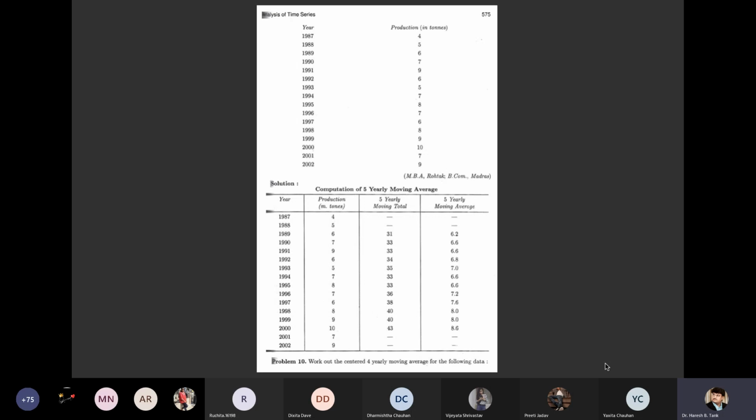Make another column, title it as 5 yearly moving average. This 5 yearly moving average is nothing but, whatever total is there, you made a sum of 5 entities, so you have to divide it by 5. So 31 divided by 5 is 6.2. 33 divided by 5 is 6.6, and so on. Whatever is there in the column of 5 yearly moving total, divided by 5, what you will have is the 5 yearly moving average. Is it perfect?